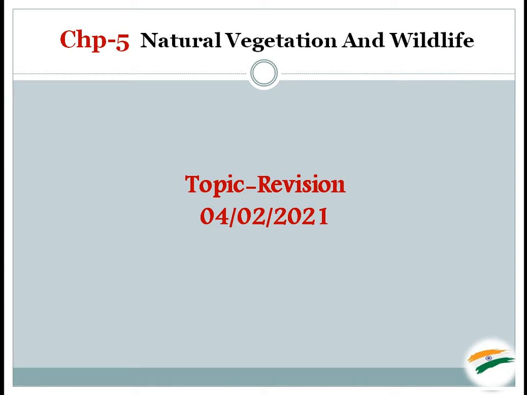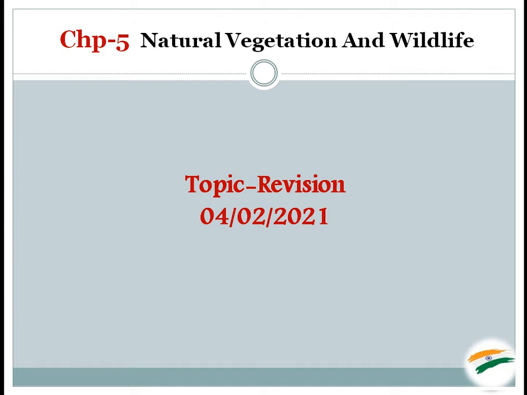In our topic of revision, we are going to see how the natural vegetations are of different types. We are going to see about the wildlife in detail. This chapter is focusing on the natural vegetation, which you studied in your lower classes also. Already you know about the types of forest, the different types of vegetation, and so on.